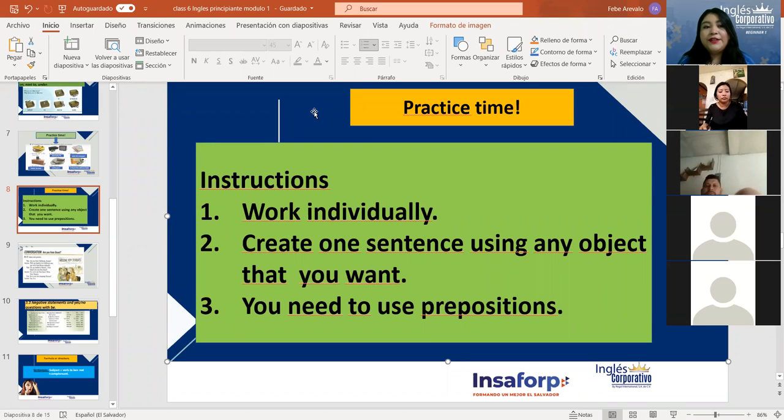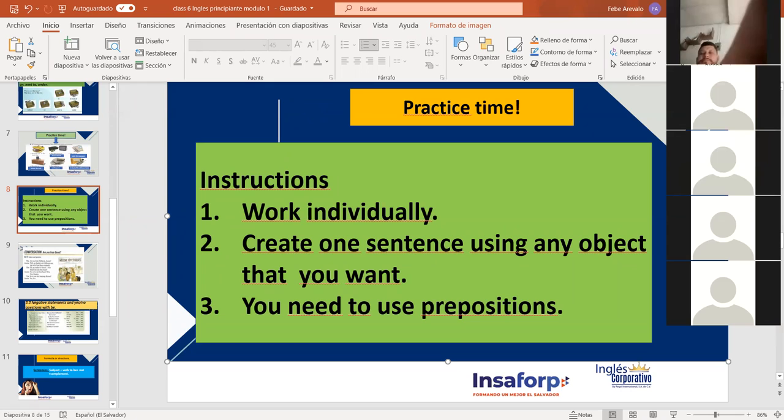What about Ember Dominguez? The pen is on the table. That's correct. Thank you. Simple, right? Let me have Maria Montano, please. My book is on the table. Mm-hmm. Excellent. Thank you. Marisol Galdames.